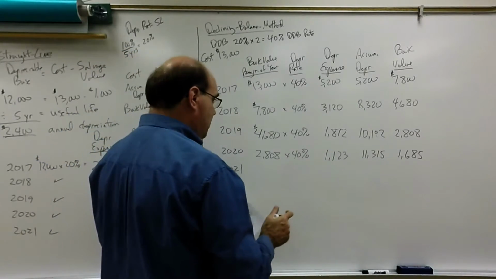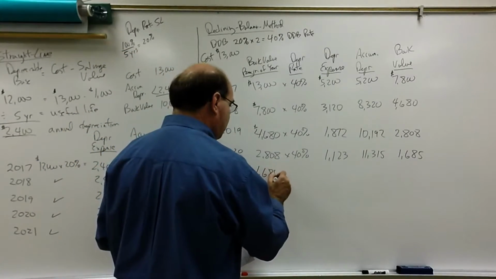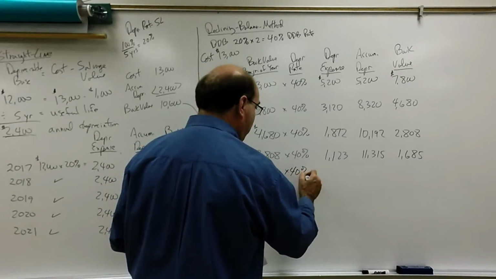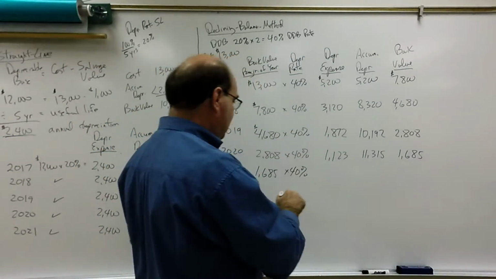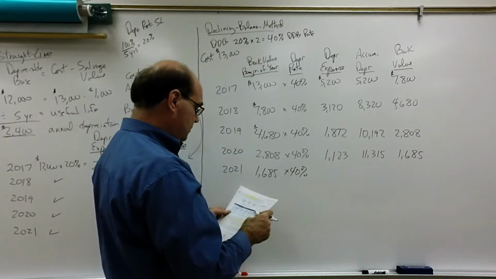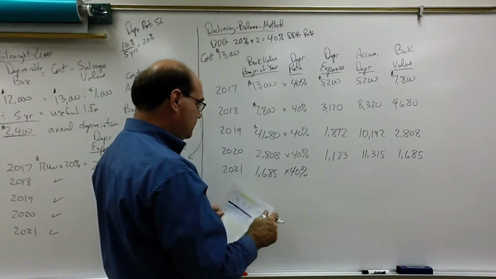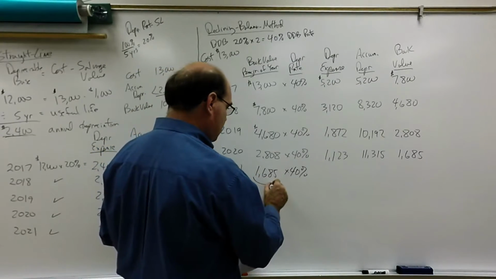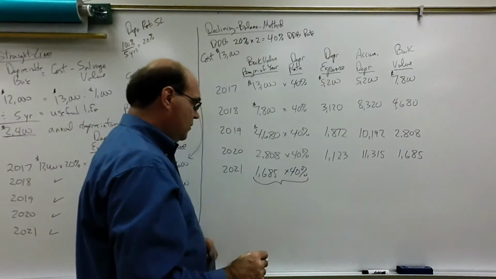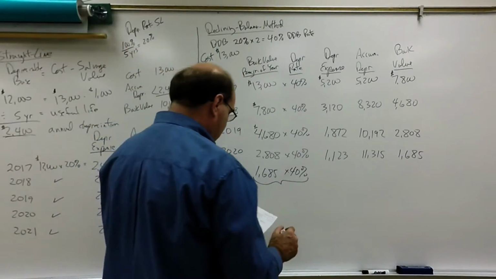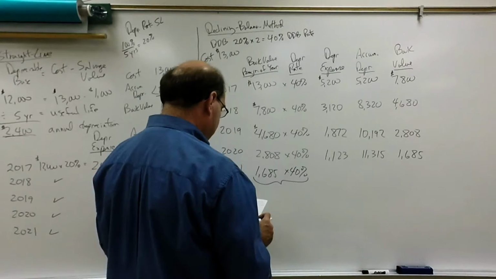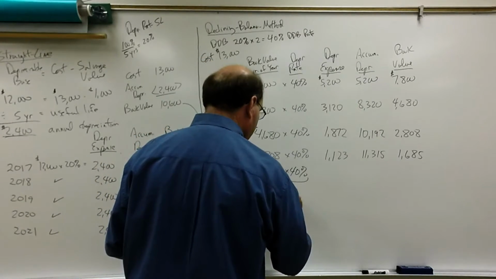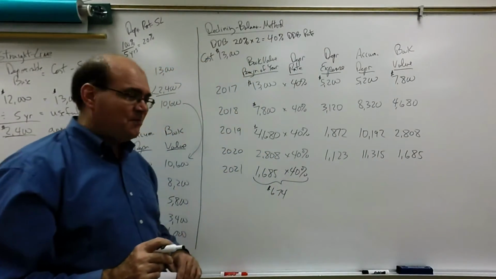Now we come over here and we take 1,685 and we multiply that by 40%. But now we've got to be careful, because if we do that, what does that give me? Somebody do that. What's 1,685 times 40%? Give you 674. Does it? That's what they have right there. 674. Oh, okay, yeah. They could give me a better example.